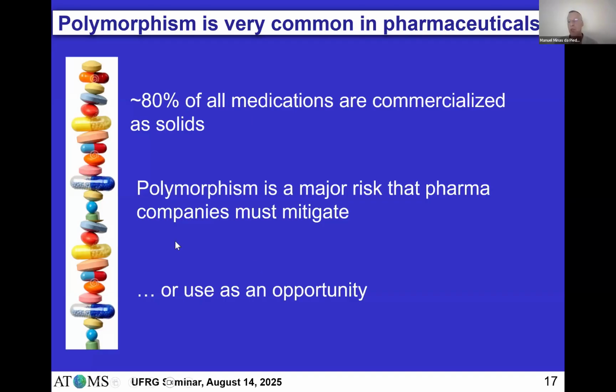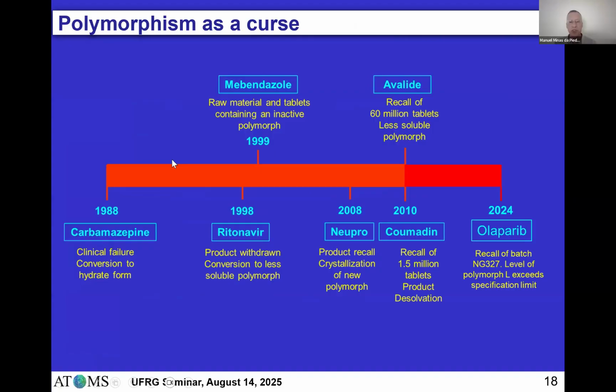So polymorphism, because it's so common in organic molecules, and because most pharmaceuticals are organic molecules, is a major risk for the pharma companies, and they have to mitigate this risk, but they can also use it as an opportunity. Just to show you how important this is, here is a timeline of some cases where you had to withdraw a medicine because of a problem with polymorphism.